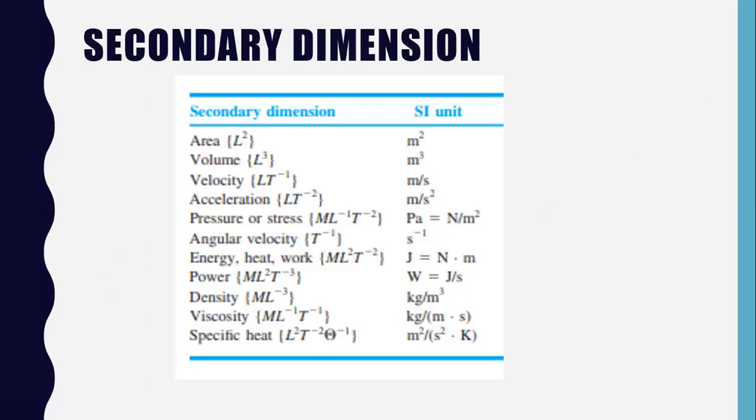Next, secondary dimensions. Secondary dimensions are the dimensions which are derived from the primary dimensions. Examples are density, kilogram per meter cubed; viscosity, kilogram per meter times second; and specific heat, meter squared per second squared times Kelvin. These are the secondary dimensions.